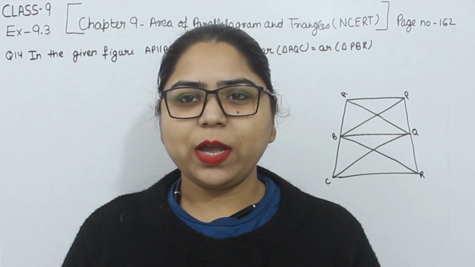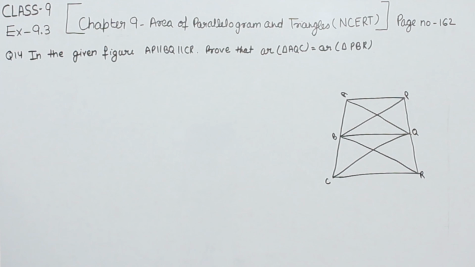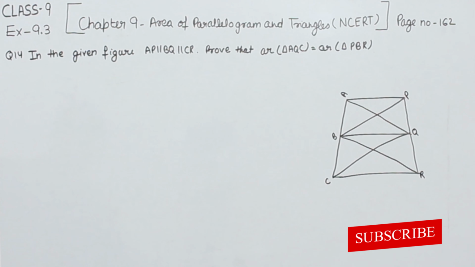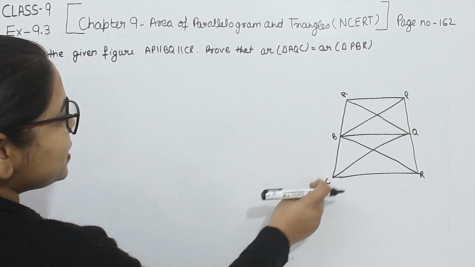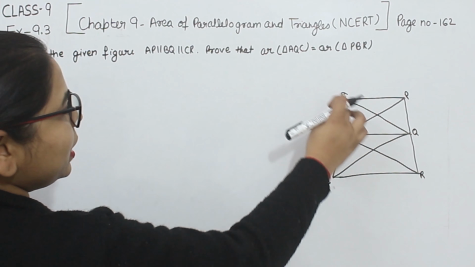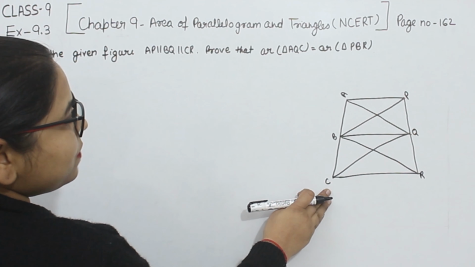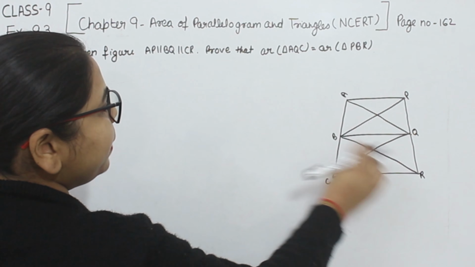We are here with another question of exercise 9.3, page number 162, question number 14. In the given figure, AP is parallel to BQ is parallel to CR. That means three of these line segments are parallel to each other. We have to prove that the area of triangle AQC is equal to the area of triangle PBR.